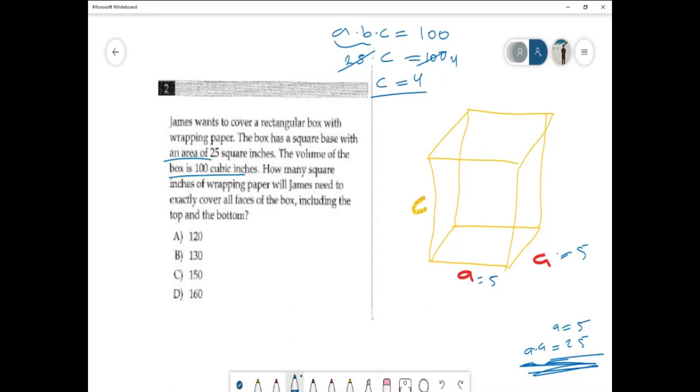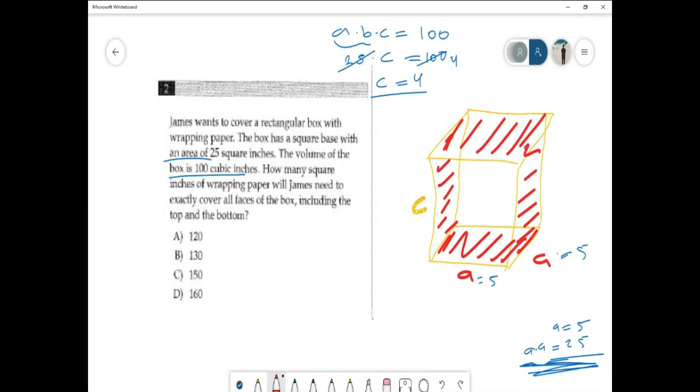I need to find the surface area. It says it's covering the box with wrapping paper, so I need to find the surface area of this box. I have surface area here at the top and bottom. I have surface area here and here, this side and this side, and I have surface area in front and in back. How many surface areas? 1, 2. These are the same. 25, 25. This should be 25. It's given 25, and this should be 25 as well. 25 plus 25.